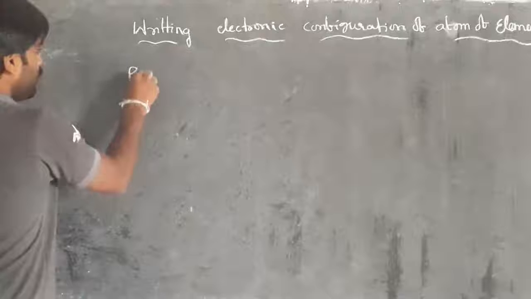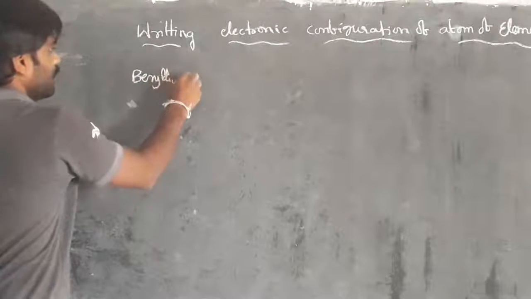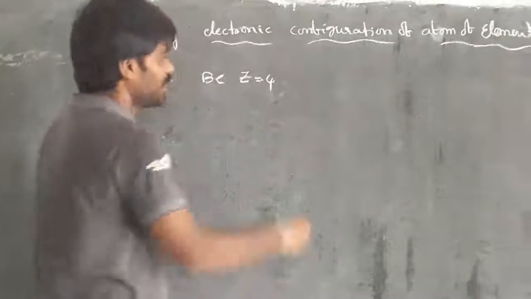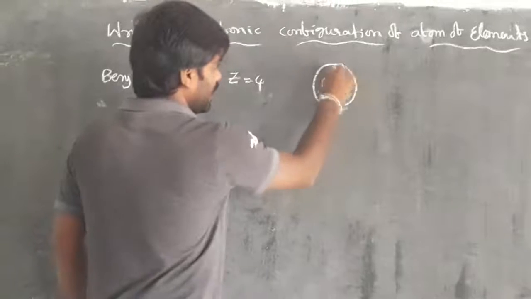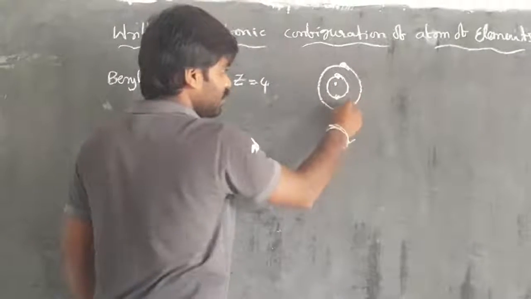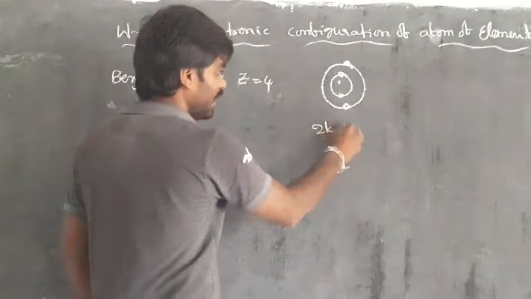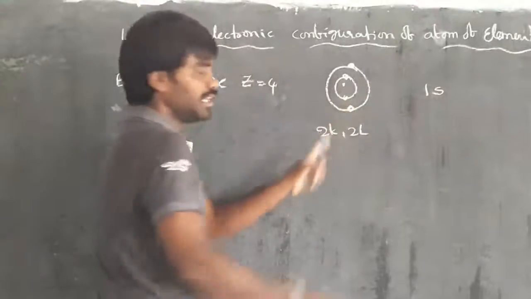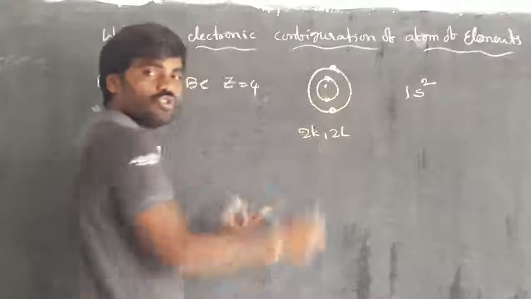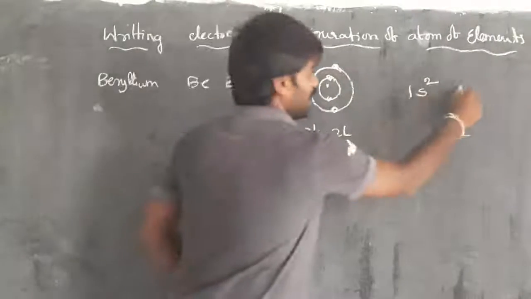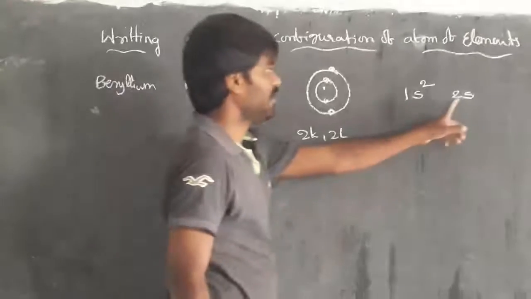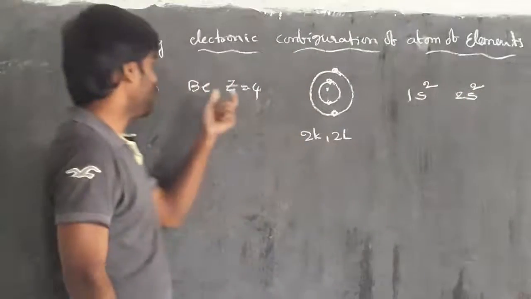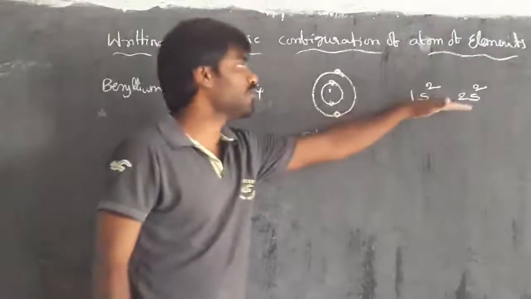We will take one more example, that is beryllium. The symbol is Be, atomic number Z is equal to 4. From ninth class we wrote in first shell 2 electrons, in second shell 2 electrons, that is 2K and 2L. Here we write 1s with 2 electrons. Then in the second shell we write 2s. The capacity of the s orbital is 2. So 2 plus 2 is 4, which is the atomic number. This is the configuration.